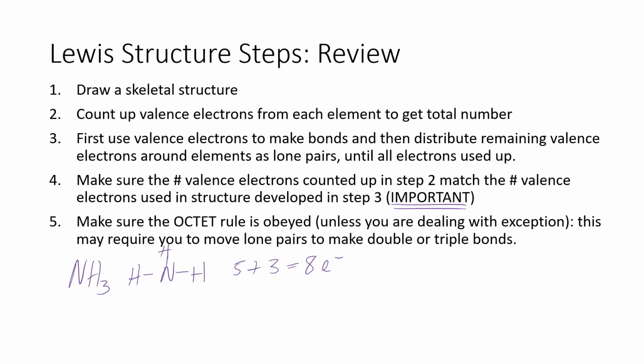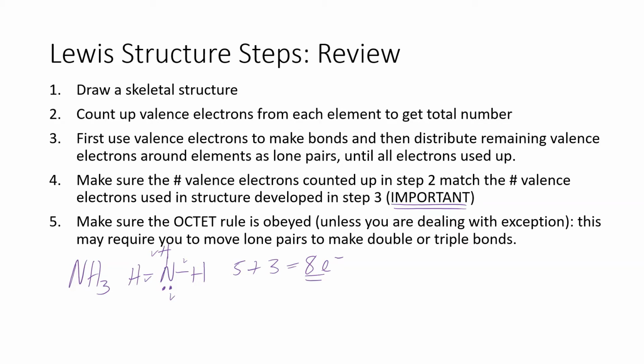Notice, however, by making 3 bonds, we've only used up 6 electrons, so we have 2 more to go, because we need to use a total of 8, right? So now, the only place that this pair can really go is around our nitrogen. So we're going to put it right there. Now notice, if we count up all the electrons we've used in this structure, we have 2, 4, 6, 8. Isn't that glorious? 2, 4, 6, 8. Who do we appreciate? A good Lewis structure.